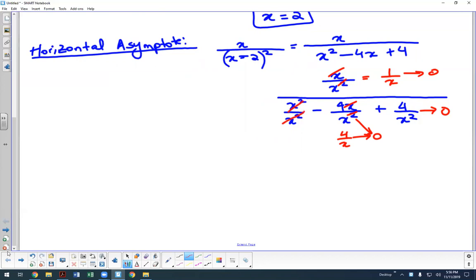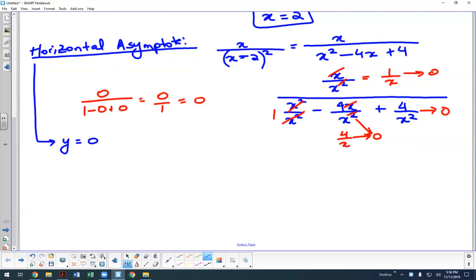X squared divided by x squared, of course, comes out to be 1. So you actually end up getting 0 over 1 minus 0 plus 0, which is 0 over 1, which is 0, right? So basically, our horizontal asymptote is going to be at y equals 0, which also happens to be our x-axis.